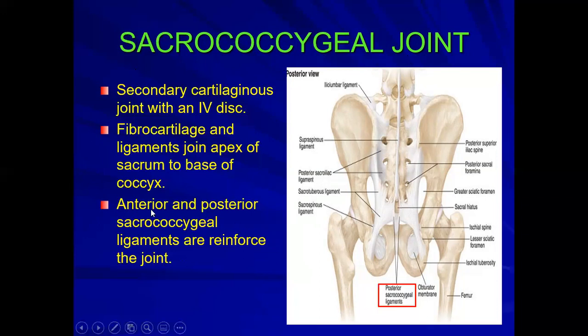And then the anterior and posterior sacrococcygeal ligament. If you see here, we have the ligament that strengthens this joint. Here we have the posterior sacrococcygeal ligament that strengthens this joint, the joint between the sacrum and the coccyx.